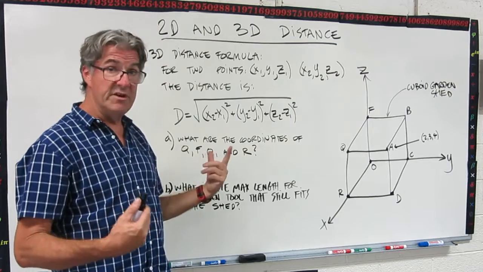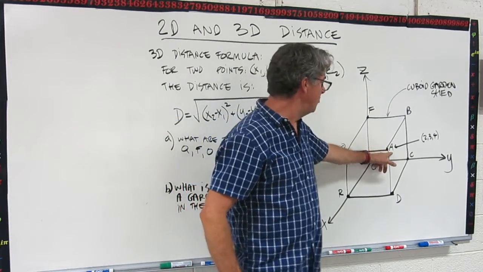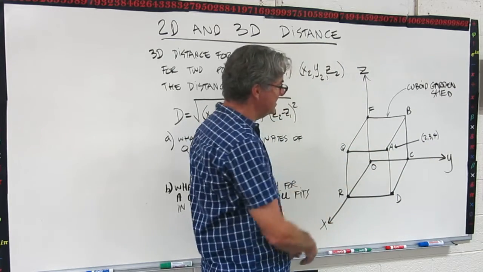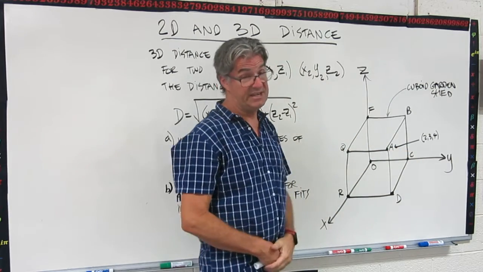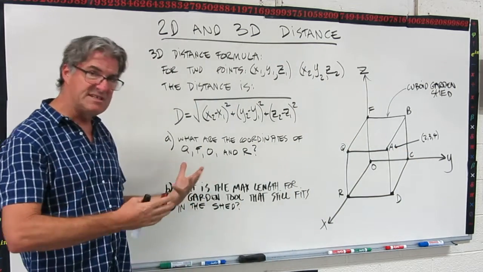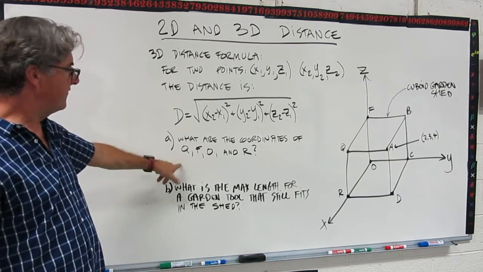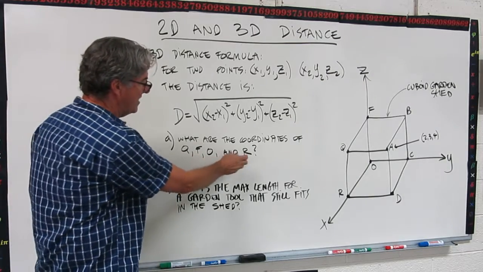Notice how we've given you the coordinates for one of the points, point A. It's 2, 3, 4. So that's 2 out on the x-axis, 3 along on the y-axis, and 4 up on the z-axis. Remember, 3D space is a little bit more complicated than 2D space. So here's your first question. What are the coordinates of Q, F, O, and R?